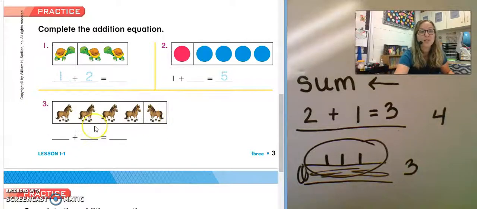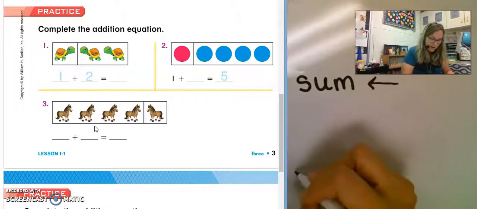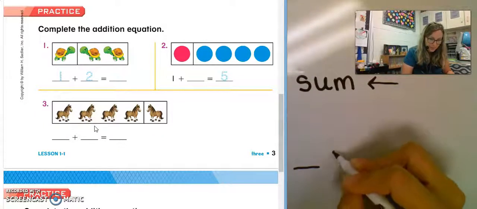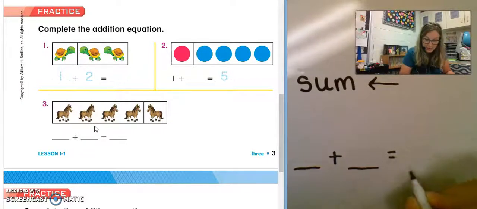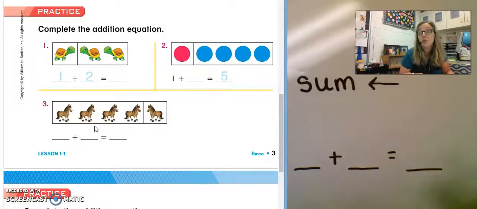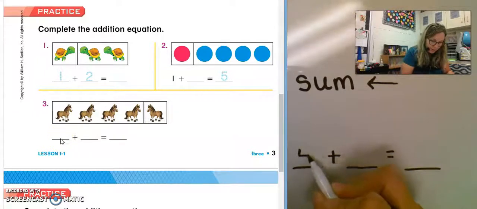Now let's look at the horses. Here they want us to do all the work. So I'm going to erase what I have here. And they have some number plus another number is going to equal our sum, or our total. So first we have 1, 2, 3, 4 horses. So on this first line, you're going to write the number 4.